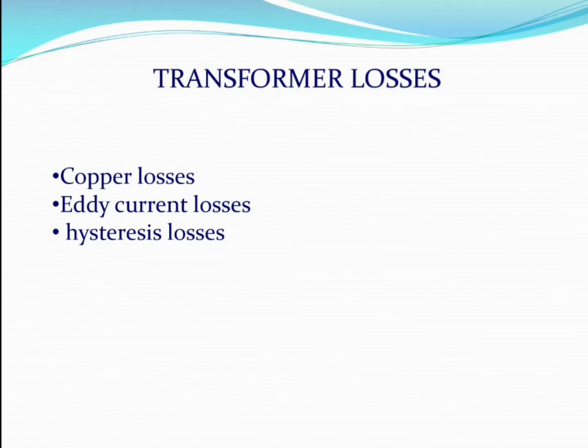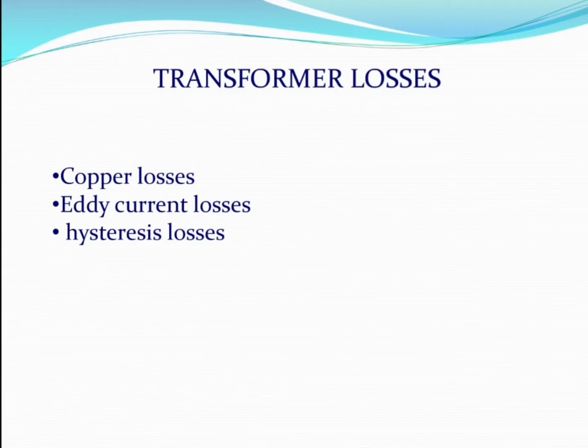So I'll just repeat once more. Copper loss means it is caused due to the resistance of the copper wire. Now this copper loss can be rectified by using thick copper wires. In place of thin wire, we can use thick wires because the thick wire has less resistance.